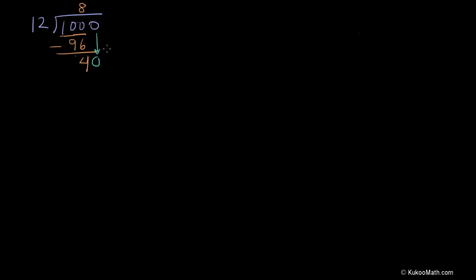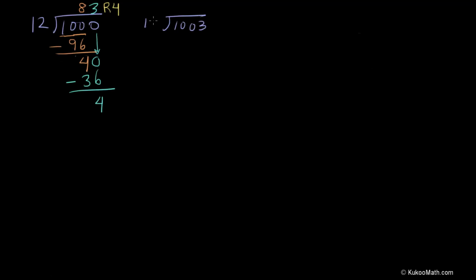Now we're trying to divide 40 by 12 and seeing how many times 12 can go into 40 without going over it. 12 times 3 is 36. And we subtract again, and we get 4. We don't have anything else to bring down anymore, so 4 is our last number, and it will be our remainder as well. So our answer is 83, remainder 4.